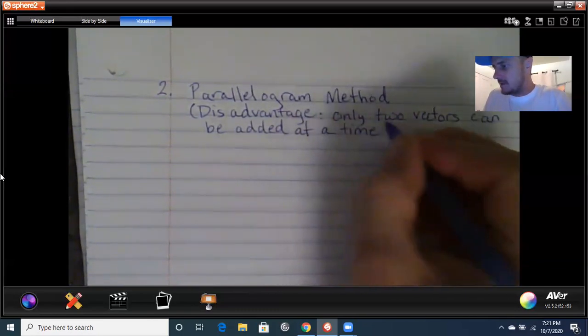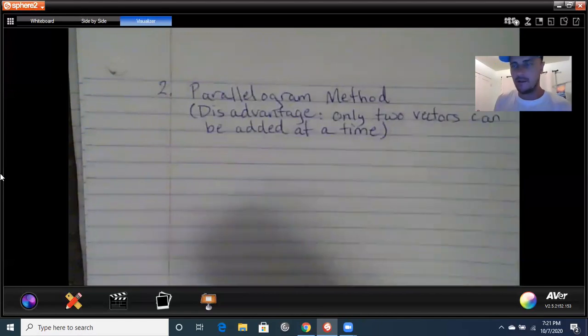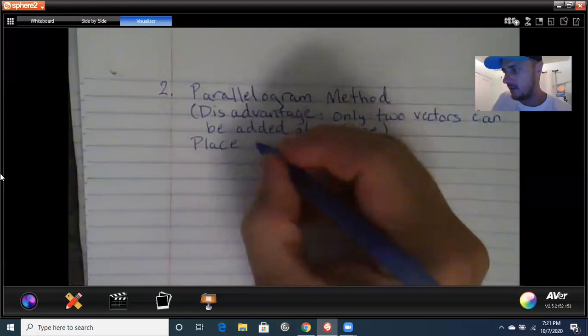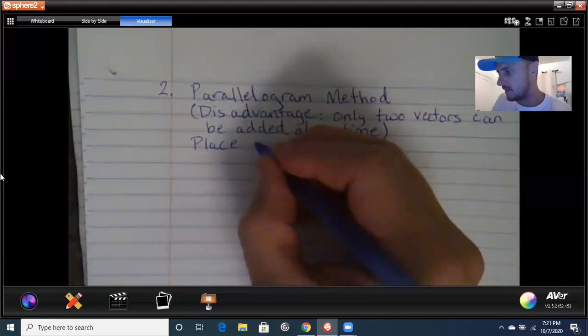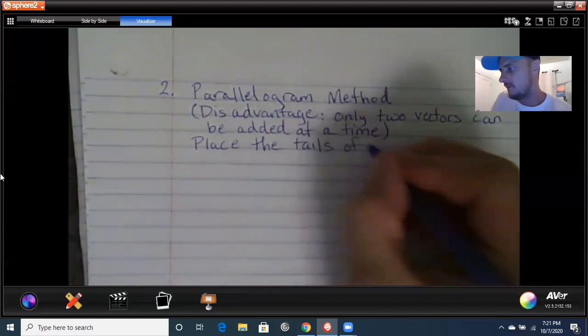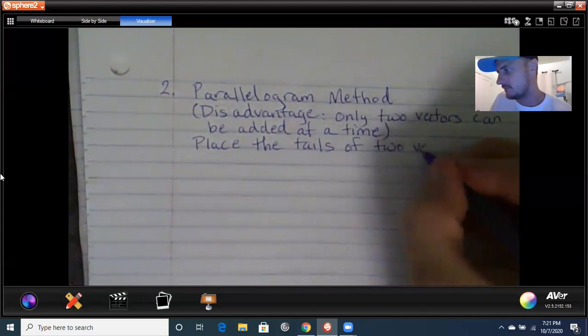How do we do it? What's the method? Here's the method. I'm going to write that next. Place the tails of 2 vectors together. See how that's different than the last method? Place the tails of 2 vectors together.